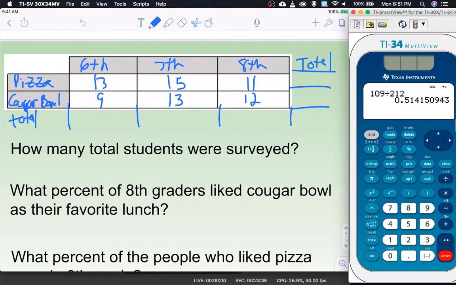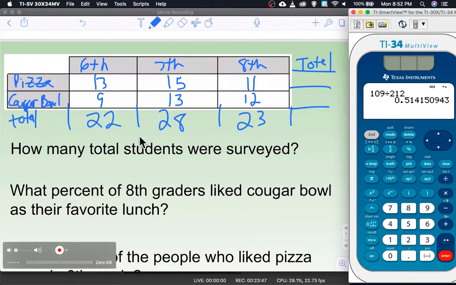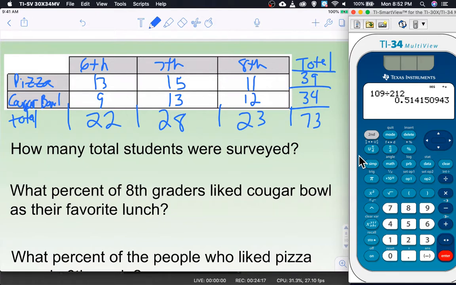So let's see here. That is 22. That is 28. That is 23. I'm adding this way now: 20, 40, 60, 73. Over here we've got 10, 20, 30, 38, 39. And 10, 20, 25 plus 9 is 34. Does 39 plus 34 equal 73? It does. So we're probably correct. We probably got all of our numbers right.